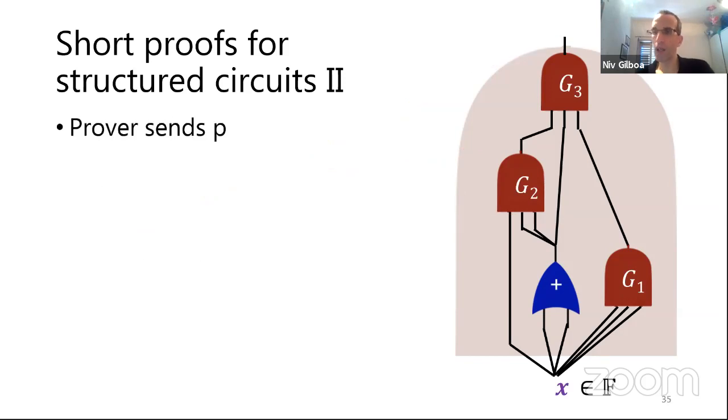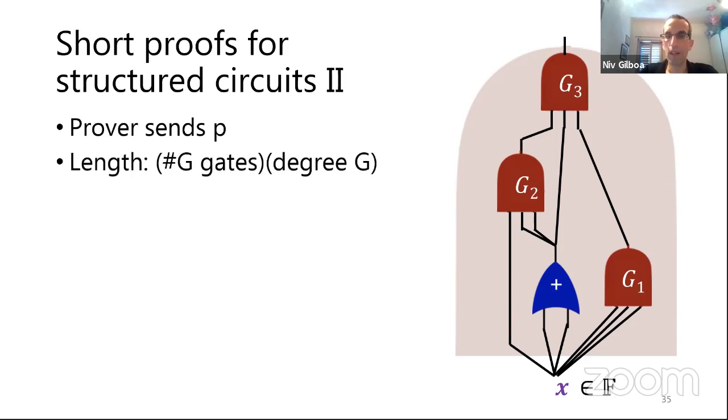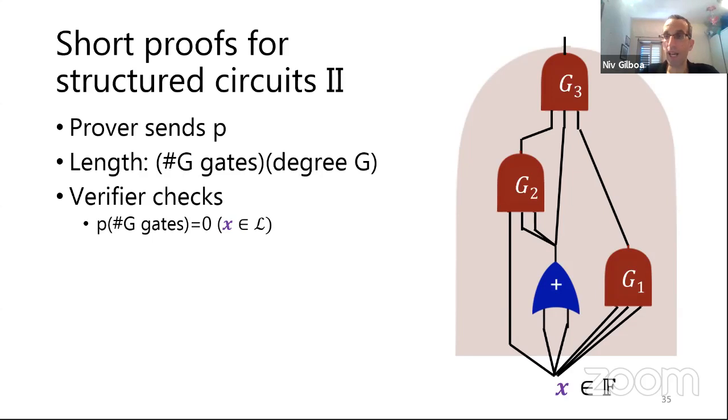Okay, so now if the prover sends P to the verifiers, then the size of P is the number of G gates times the degree of G, which is, in our case, going to be a square root of the circuit size. The verifier has to check two things: whether P, the output of P, is 0, which means that X is in the language, and whether some P on some random input is in fact the value given by running G on this random input.